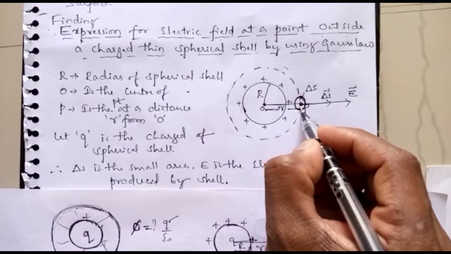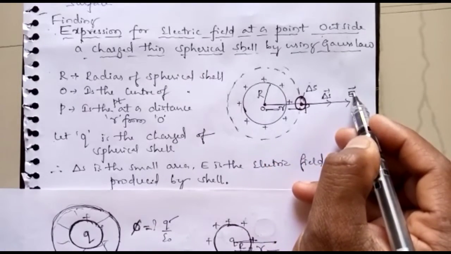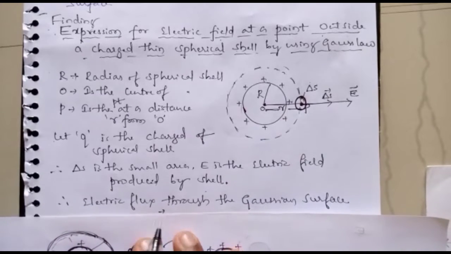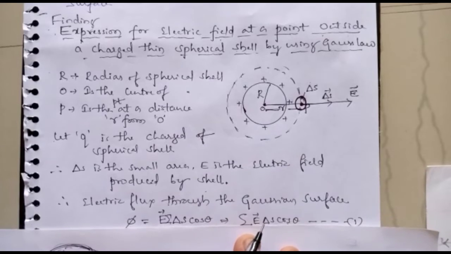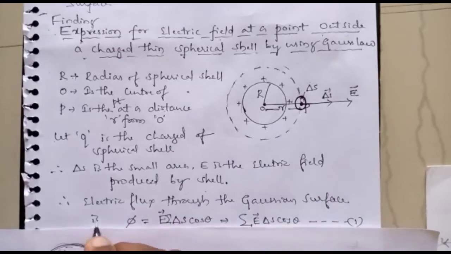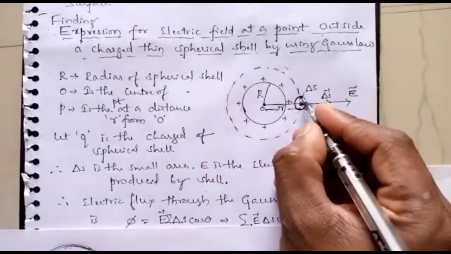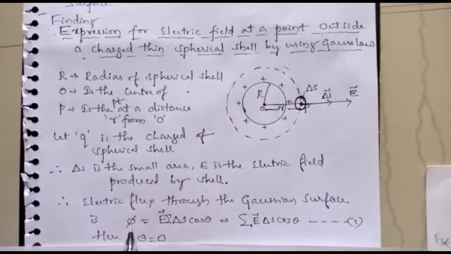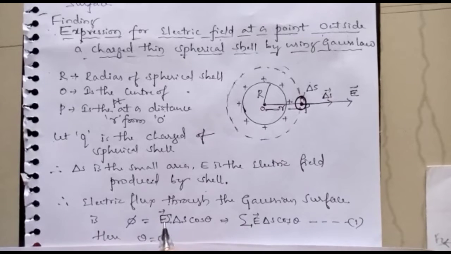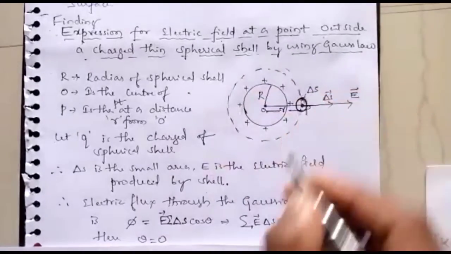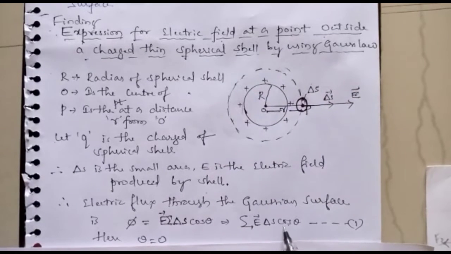Delta S is a small area, and E is the electric field produced by the shell. Now the electric flux through the Gaussian surface is, this is the Gaussian surface. I am considering a small area. The whole surface means summation of delta S. Therefore phi is equal to E into summation of delta S cos theta. The summation of delta S means this whole surface. Therefore summation of E into delta S cos theta.